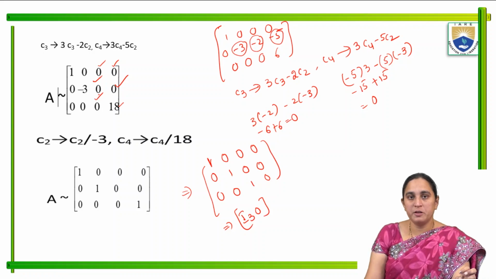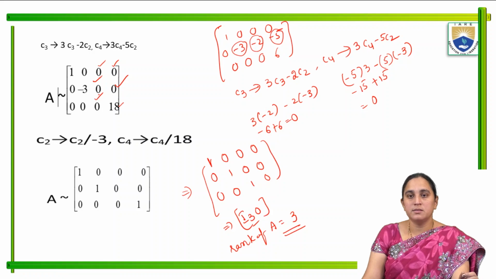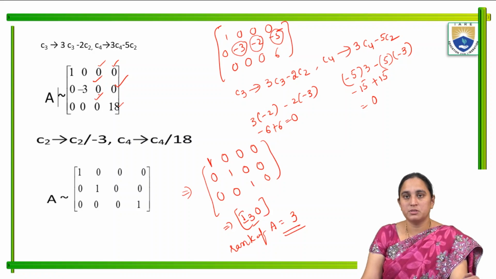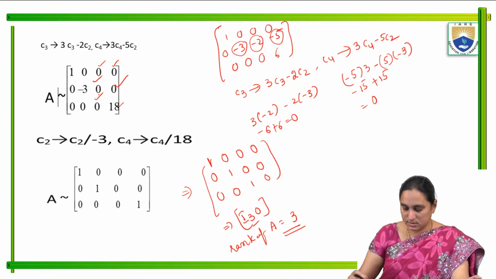Therefore, the given square matrix after using the row and column operations reduced to identity with order 3. Therefore, the rank of A is equal to how much? 3. Therefore, the given matrix rank is equal to 3. This is the procedure for the normal form for the square matrix. In the previous question, we discussed the rectangular matrix.